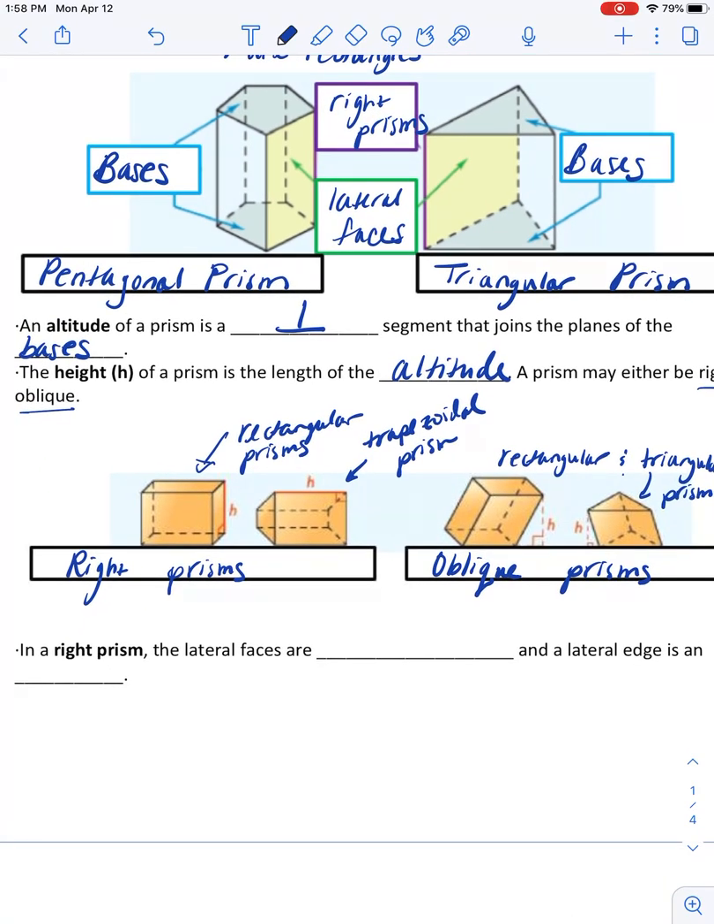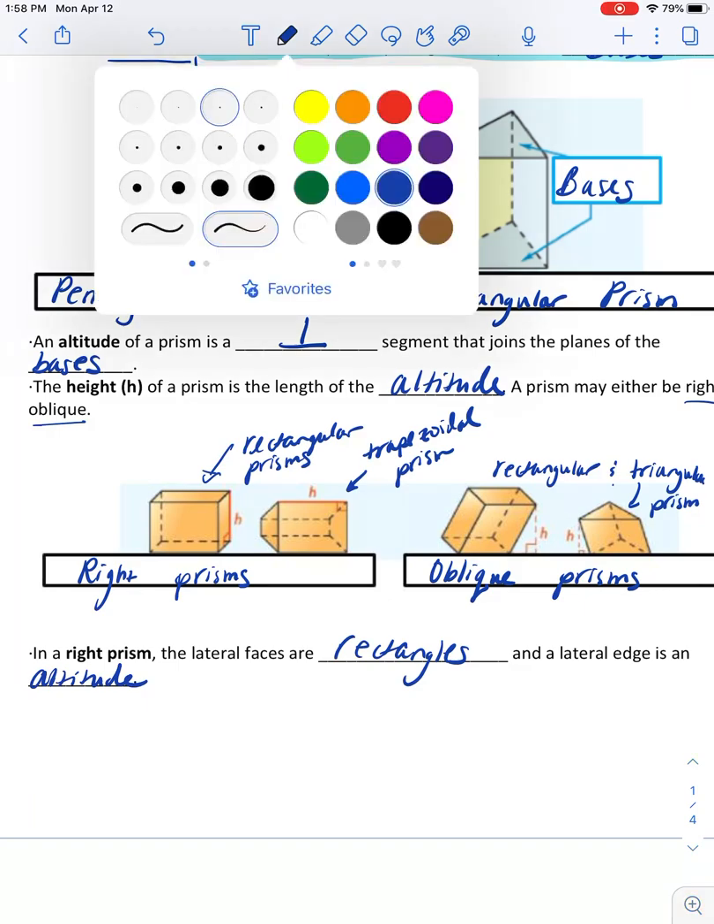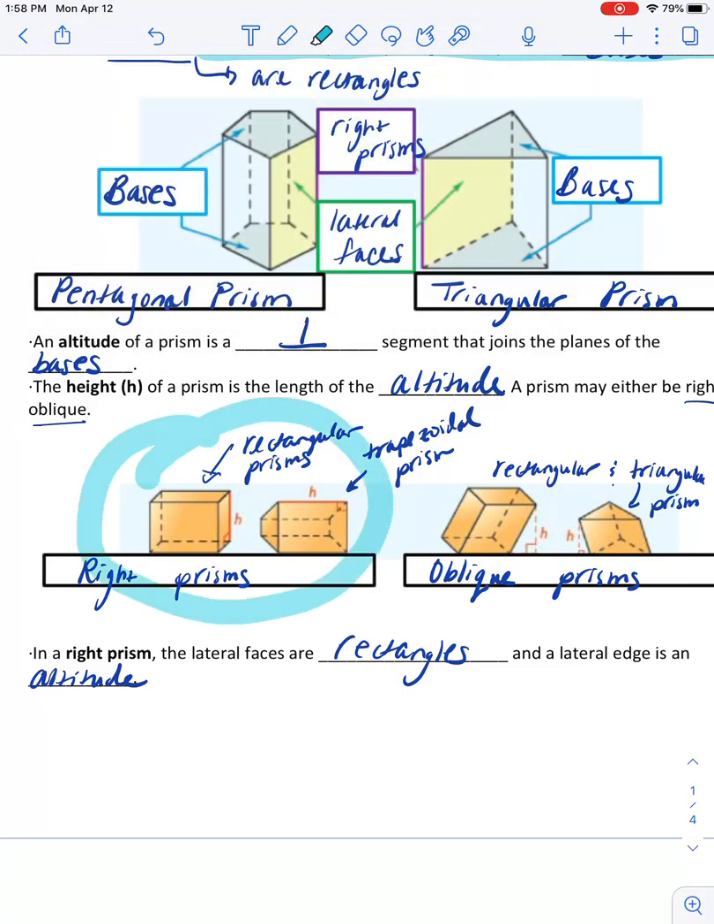Now, in a right prism, the lateral faces are rectangles. And a lateral edge is always an altitude. So in the right prisms, the ones on the left side, the lateral faces are all rectangles, right? However, in oblique prisms, they're not rectangles. They're slanted, so these are parallelograms and not rectangles. They're less specific because they're slanted.